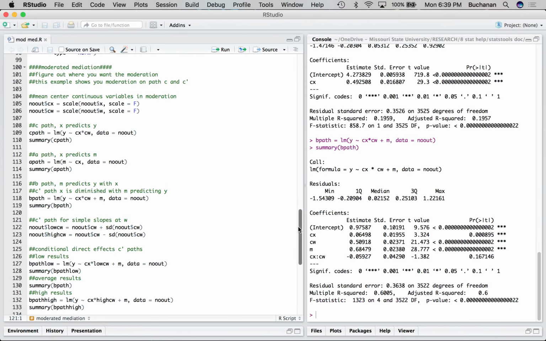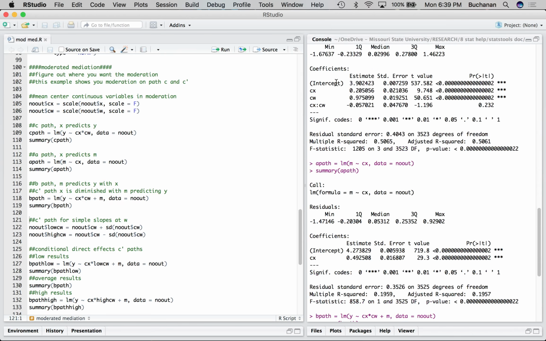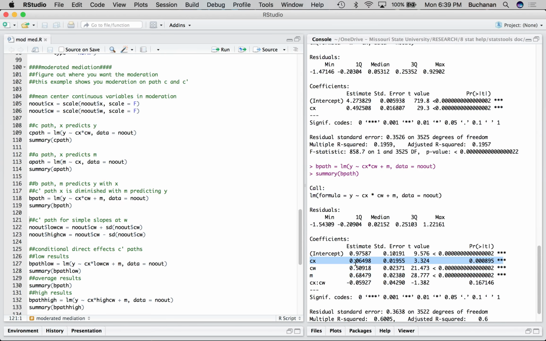So is my B path significant? Does M predict Y? And the answer is yes. X is diminished here from the beginning. So I went from 20 to 0.06, but really we're more interested in our interaction. Now the interaction here is actually not significant, but for the purposes of teaching you how to work this particular example, we're going to continue, but here it's not significant path change.